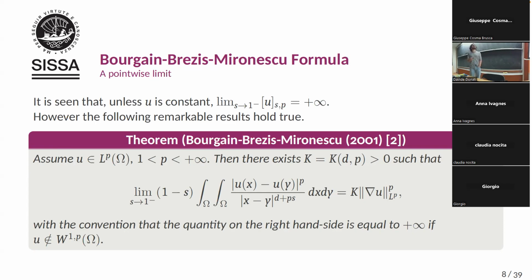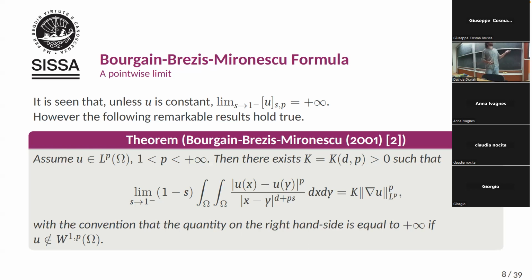Then in this case, there is going to exist a constant, which just depends on the dimension and on p, for which, if you now look at the limit for s that goes to 1 of this seminorm normalized by this coefficient 1 minus s, then you're going to obtain at the limit the gradient of u in LP to the p times this constant. With the convention, of course, that if u was not a function in W1P in the first place, this quantity is plus infinity.